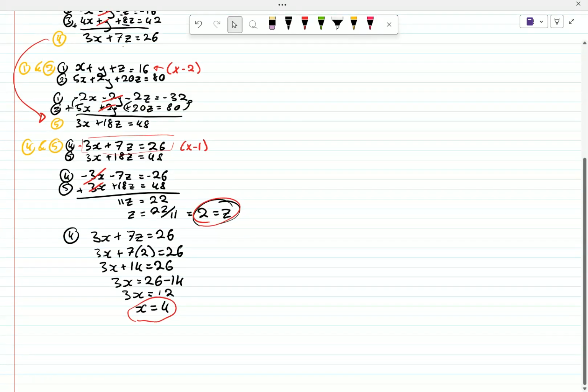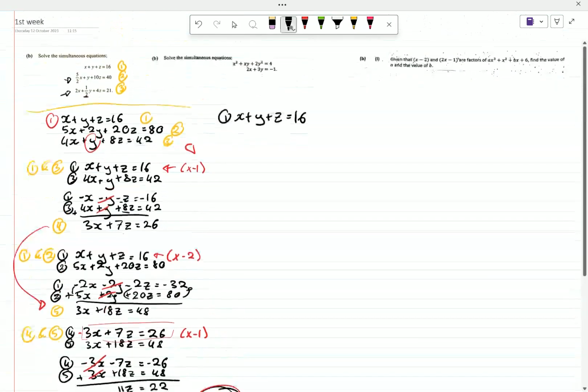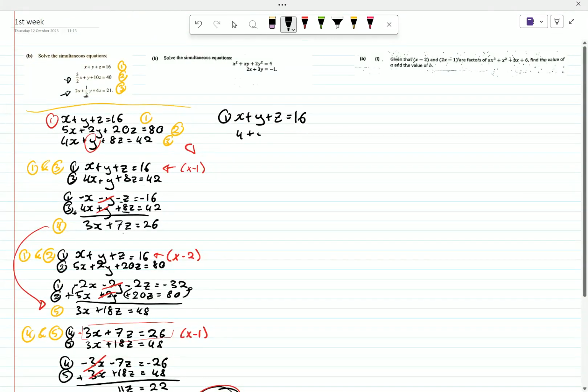We know x down here, x is equal to 4. We don't know y. We know z is equal to 2. That's 16. So y plus 6 is 16. Y equals 16 minus 6. Y equals 10.